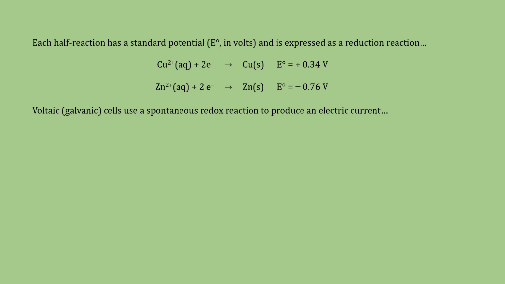Now, in this experiment, we're going to construct voltaic cells, also known, by the way, as galvanic cells. These cells rely on a spontaneous redox reaction to produce electricity. We will always separate these reactions into different compartments so as to force the electrons, or current, through some external circuit.